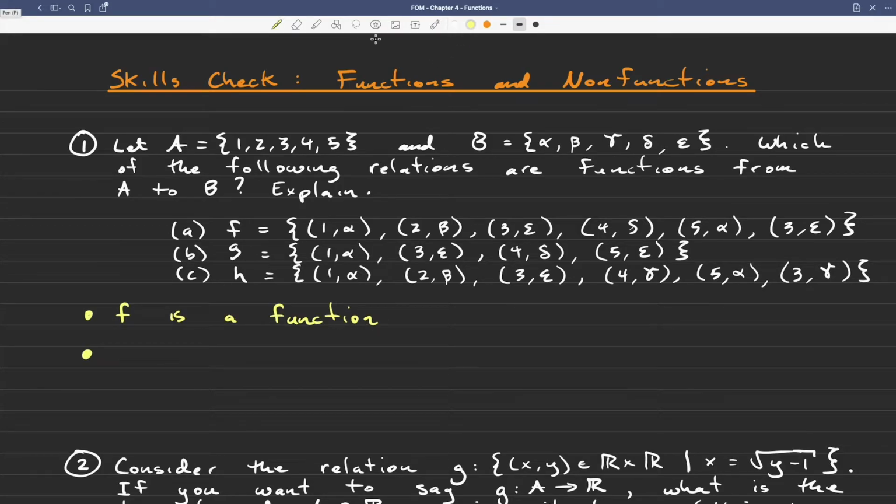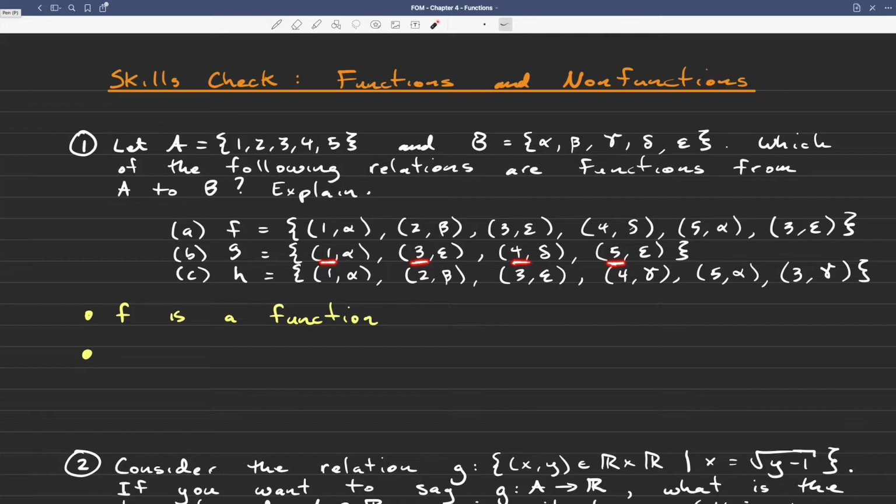Let's check G. Same sort of considerations. The domain of G, I've got 1, 3, 4, 5. Uh-oh, I see that I'm missing the element 2 from the domain of G. So the domain of G is not all of A. So it's not a function from A to B.